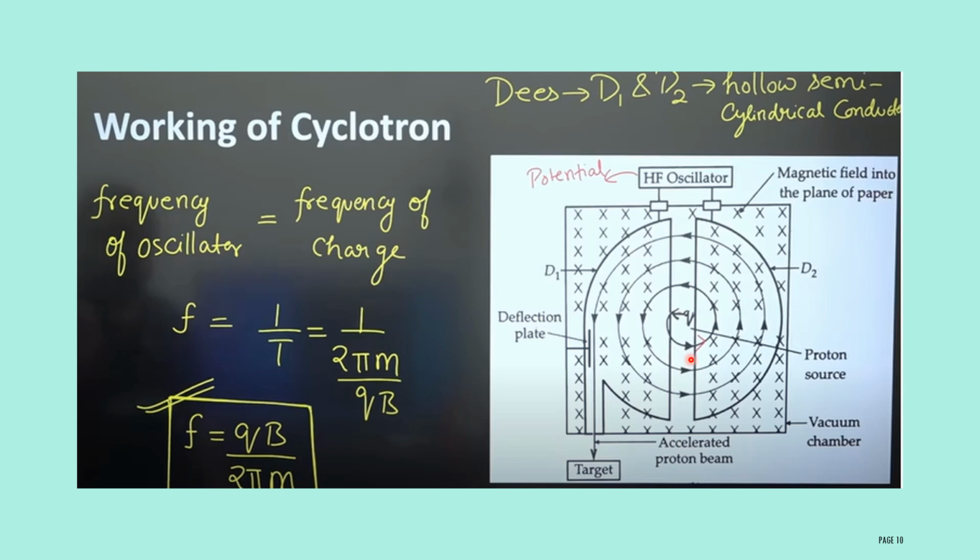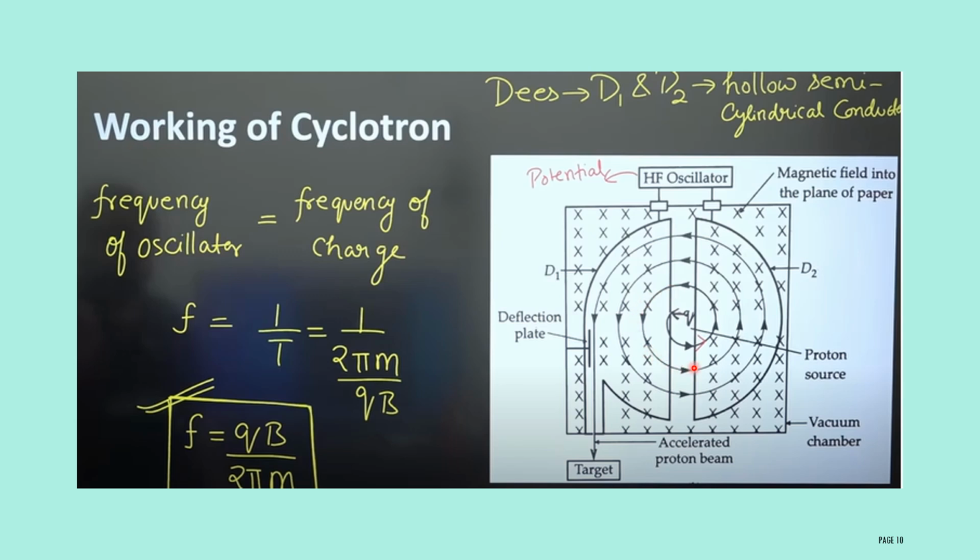This change in the direction of the electric field happens because the magnetic field is applied on the proton. Because of the magnetic field, the direction of the proton will change. When it reaches D2, the hollow semi-cylindrical conductor, again at this point the electric field will be zero. Then it will experience only the magnetic field. In this case also, the direction of the proton will again change.